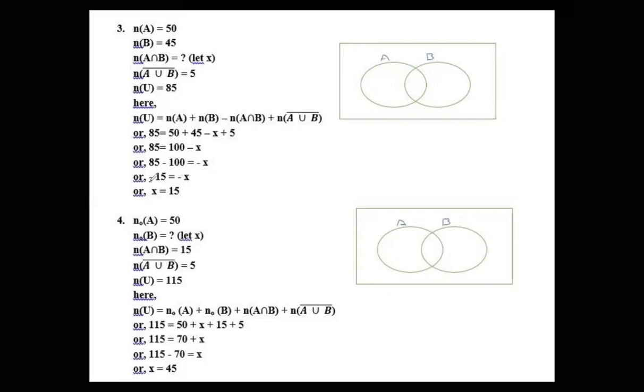Minus and minus will be cancelled. That means what is the value of x? X is going to be 15. So x means it is intersection. So let us write down N A intersection B equals to x. X means 15.